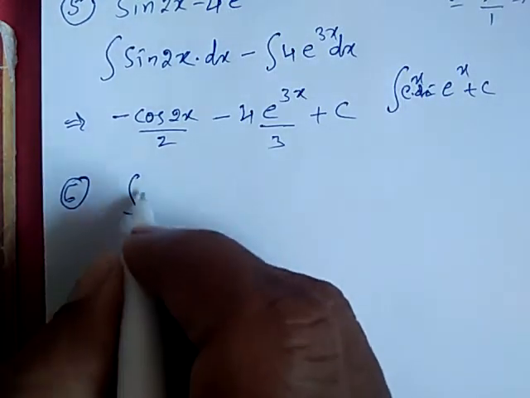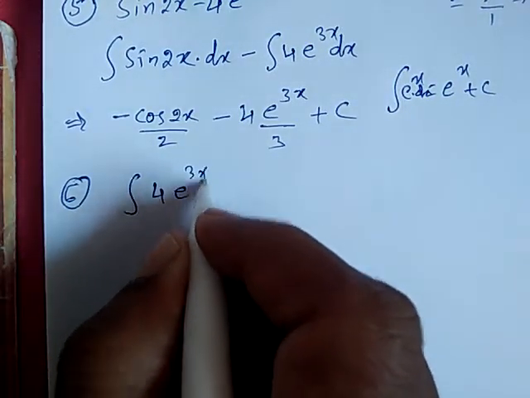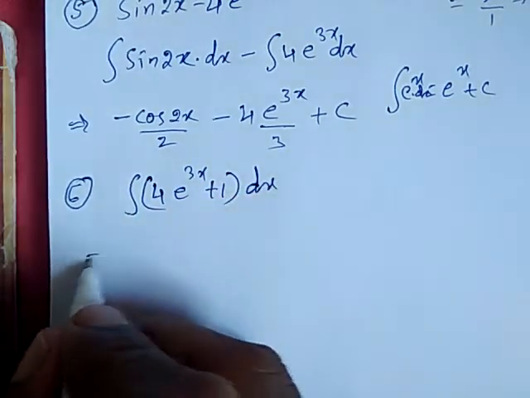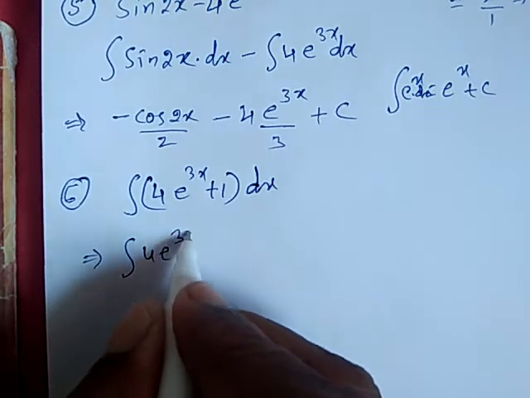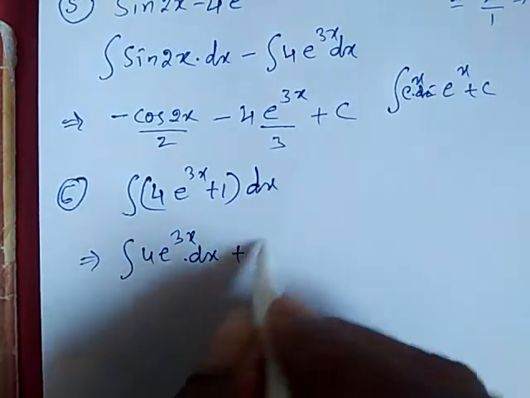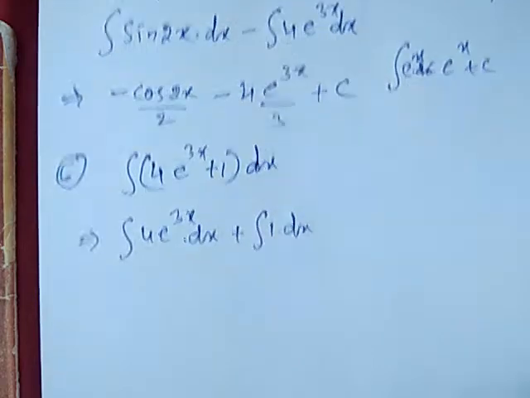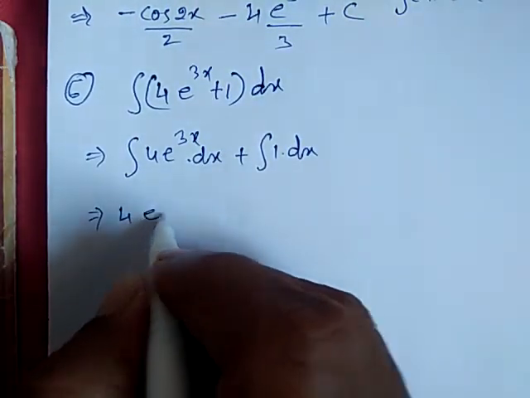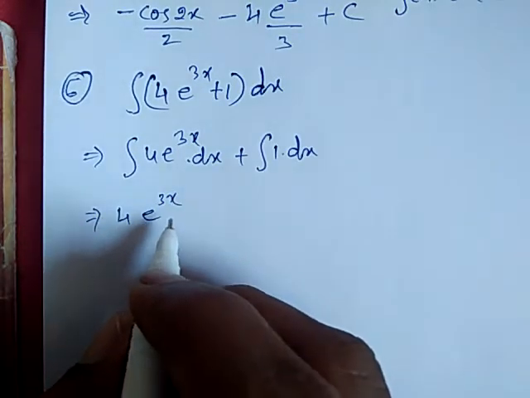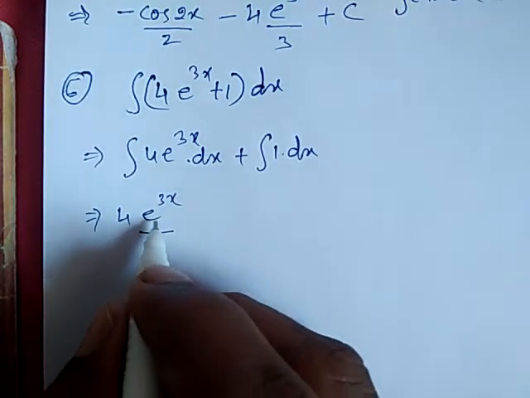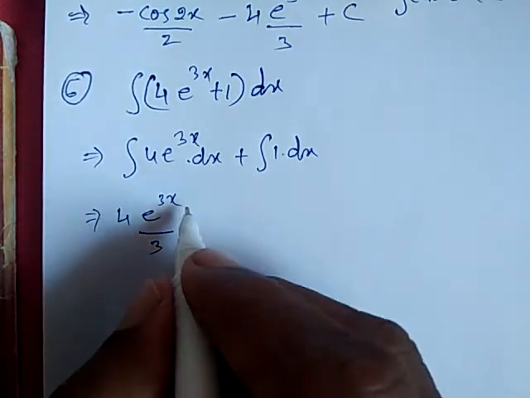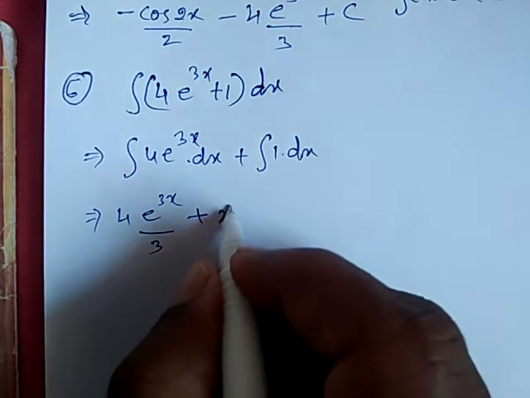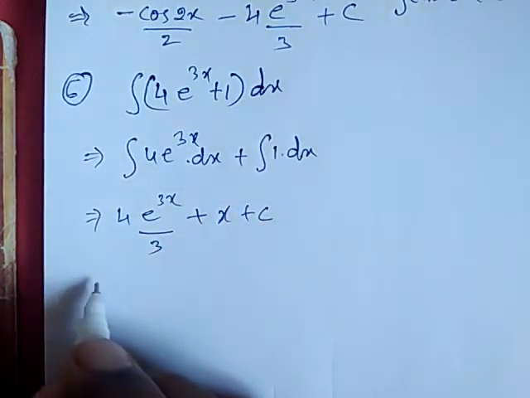Go through that. Integration of 4 e to the power of 3x plus 1 dx. Okay, so you can make it like this: integration of 4 e to the power of 3x dx plus integration of 1 dx. As you know, 4 is a constant, so take 4 outside. Integration of e to the power of 3x, tell me fast. So e to the power of 3x divided by 3, plus integration of 1. Just now we told integration of 1 is x plus c. So this is the answer you can say.